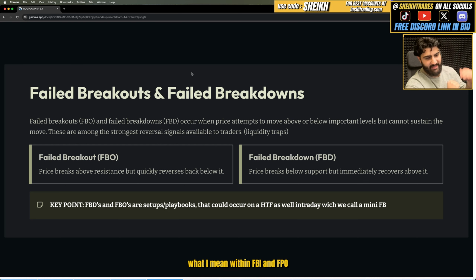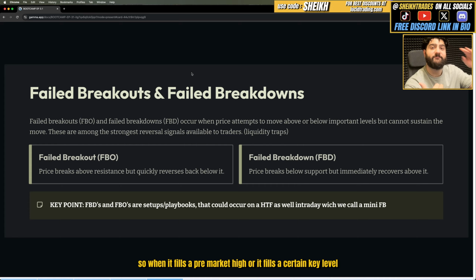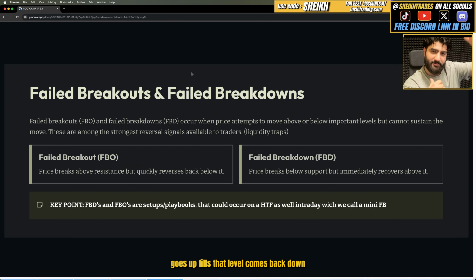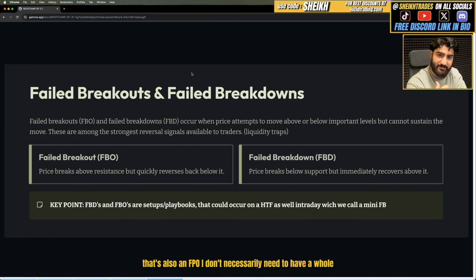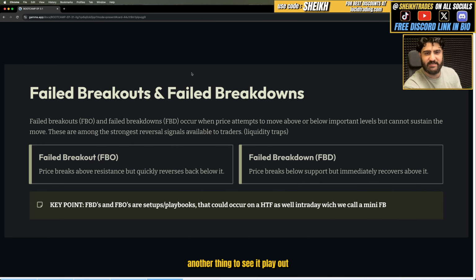What I mean with an FBD and FBO, a setup or playbooks, they're models which, if they happen and I want to go long, give me the courage to go long, but they're also strategies on themselves. So when it fills a pre-market high or a certain key level, goes up, fills that level, comes back down, that's also an FBO. I don't necessarily need a whole other thing to see it play out. So you've got two cases, on a higher time frame basis and a lower time frame basis. And I'll show you exactly. Got charts for this already as well.